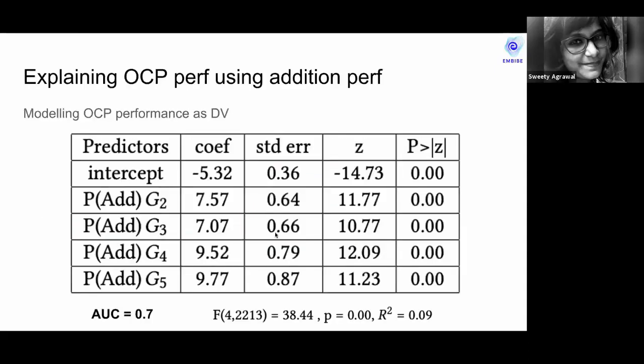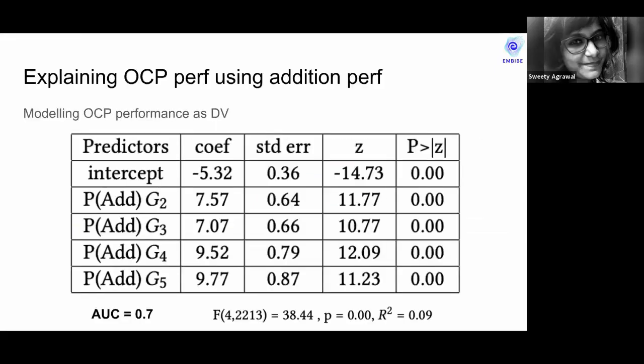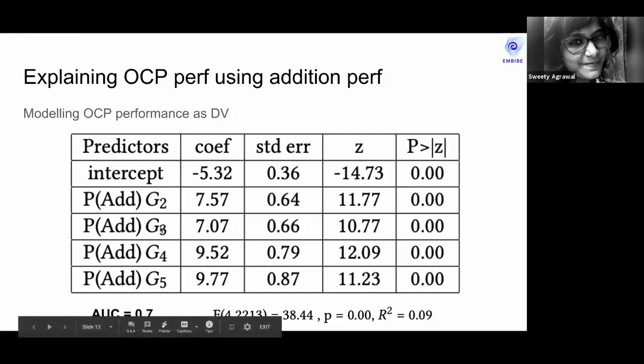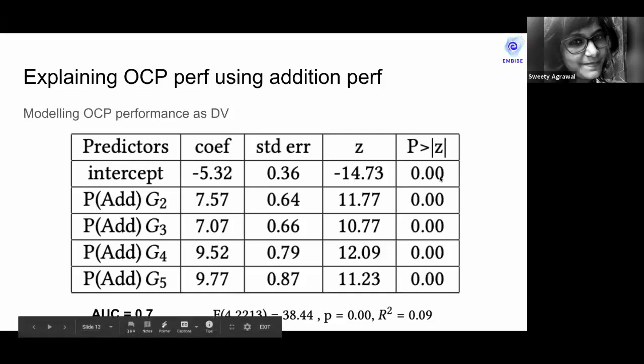But actually at this particular point, a subtraction problem was given to the student. And then the 12th problem would be an addition problem. So on the timeline, this is how it would look. At P11, a subtraction problem was given by the tutor to a student, but PAD is the probability of an addition problem if it was given at this particular time step. So using this PAD value, we have done a regression analysis for every grade here. And this table shows the regression analysis, which shows that all the coefficients are significant.